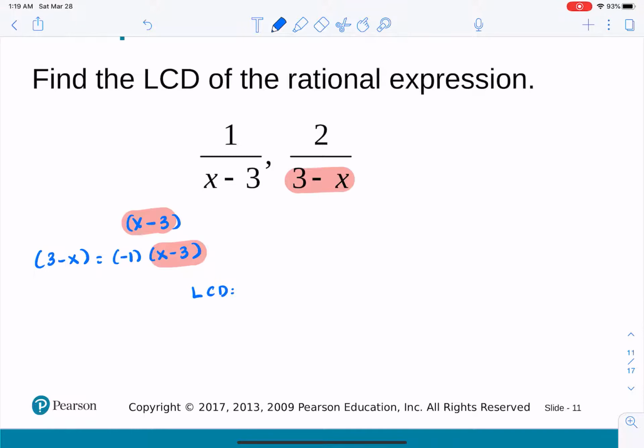Since there is no negative 1 in the first denominator, we simply throw that in there, so the LCD is negative 1 times x minus 3, which is 3 minus x.